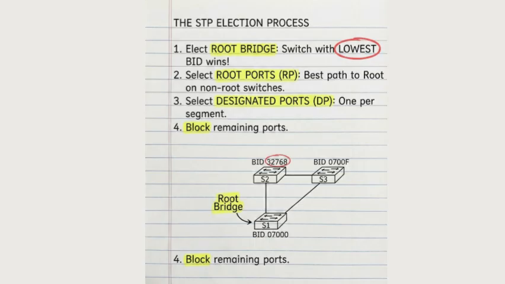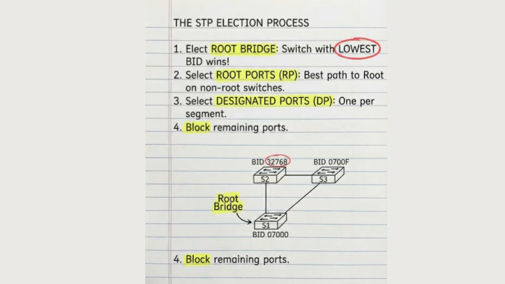It all comes down to one thing, the bridge ID. Every single switch has one. It's like its name tag in the election. And what makes up that bridge ID? It's a combination of two numbers. First, there's a priority value, which an admin can set. And second, there's the switch's unique MAC address, which is burned into the hardware.